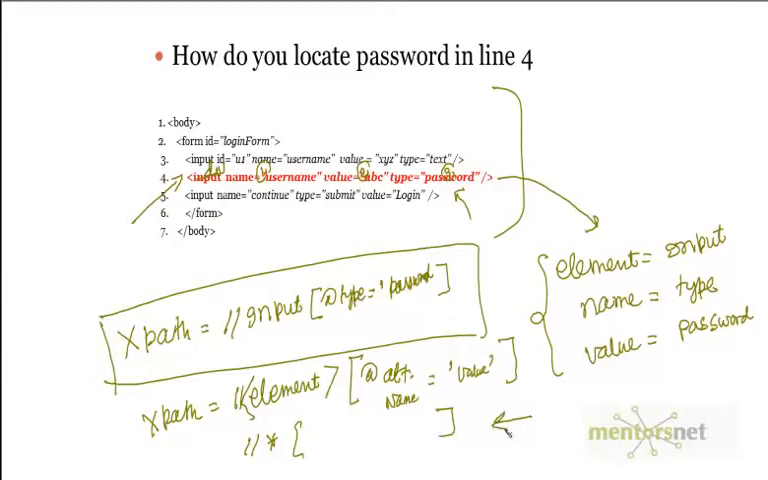The problem with absolute identification is that if you do everything using an absolute path and some of the HTML changes, then your XPath is going to fail. Selenium cannot locate the element using the XPath that was given. So therefore you should get used to this technique. Let's do some examples.